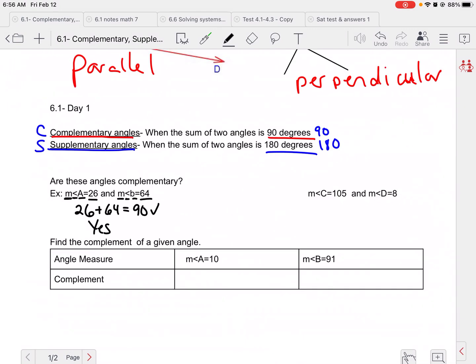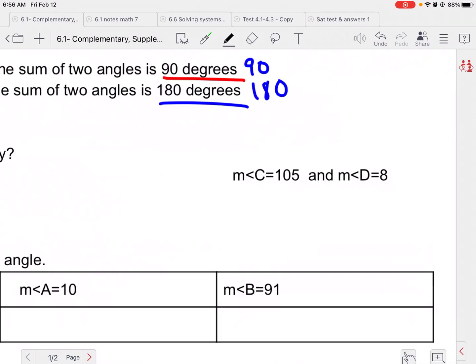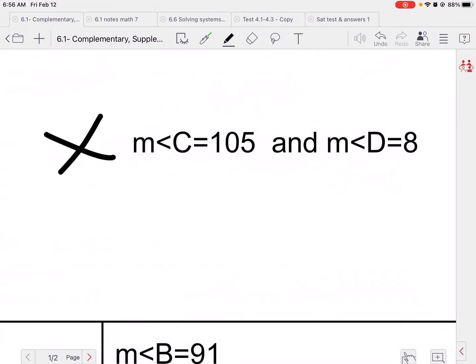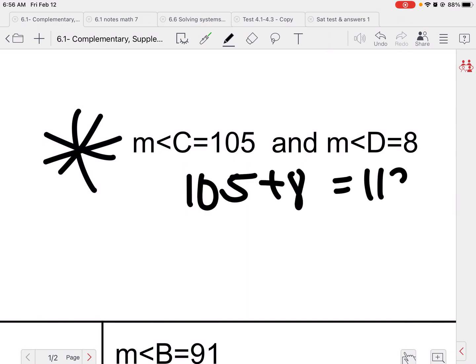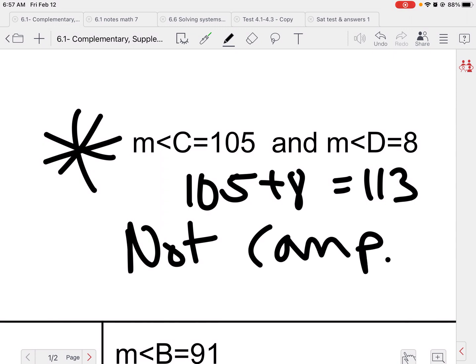Okay, so go ahead and try this one, angle C and angle D. Are these complementary? Well, 105 plus 8 is equal to 113, so these are not complementary. Okay.